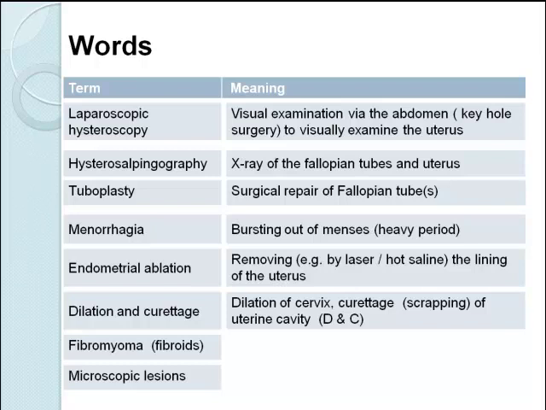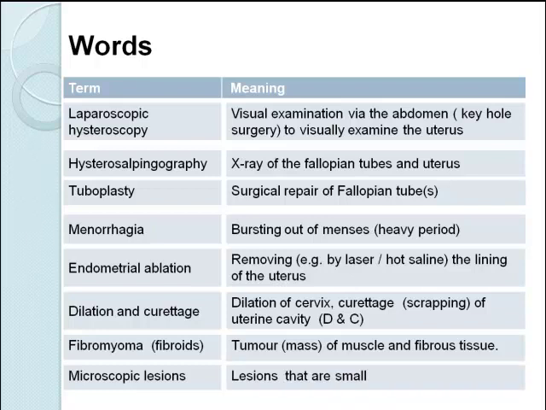Fibromyoma, we can break this down. Fibro, myo, oma. Oma is our tumour, our lumps. My relates to muscle, and fibre is the fibrous tissue. What we have here is a tumour or a mass of muscle and fibrous tissue. And lastly, microscopic lesions. Well, lesions are tissue that has shown any pathological change, any change from the norm. And microscopic means visually small. So basically we're saying lesions that are small.